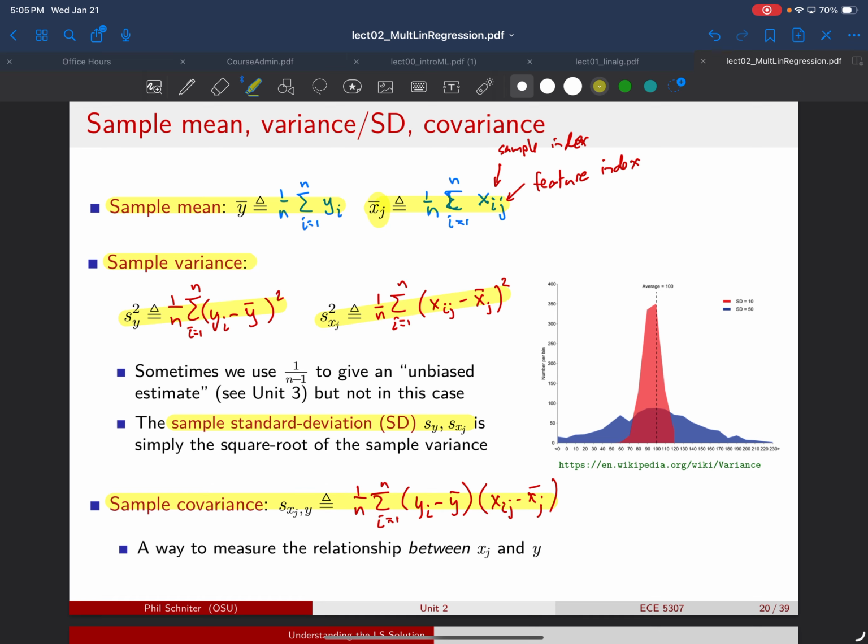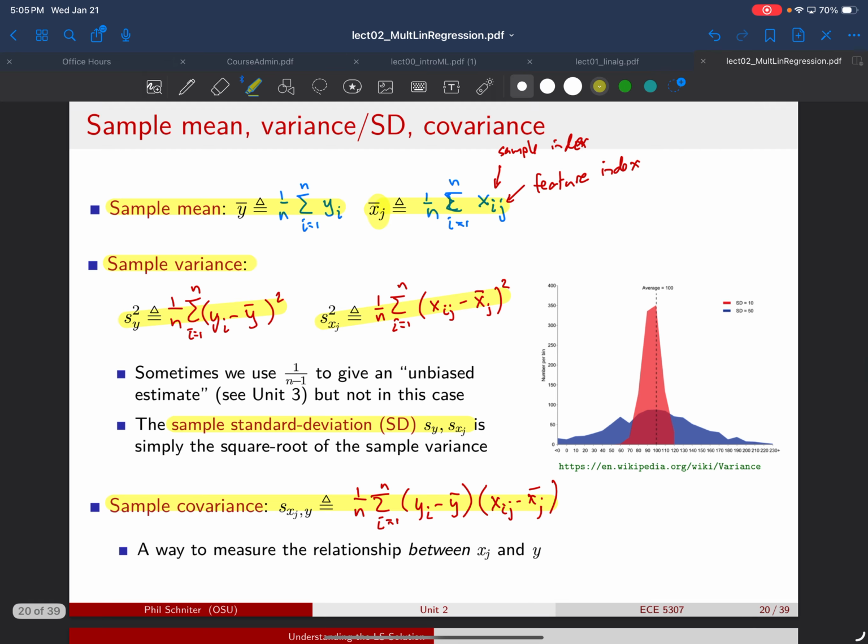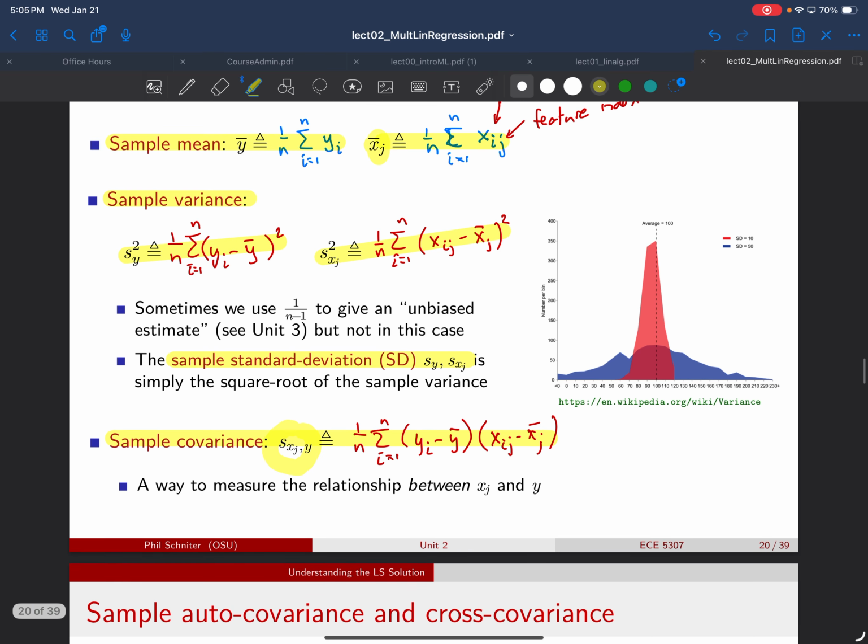This is the key for prediction, because essentially we're trying to use x to predict y. It turns out that if the covariance is 0, our linear predictor fails completely. Our linear predictor is exploiting exactly this covariance to do its job. And this is the notation: S sub x_j comma y.